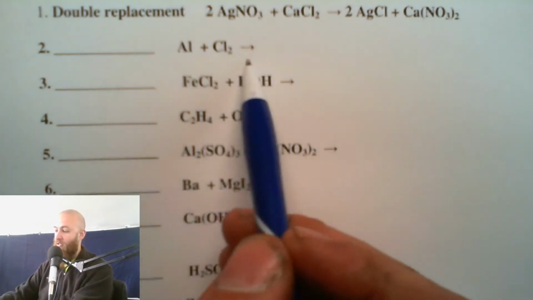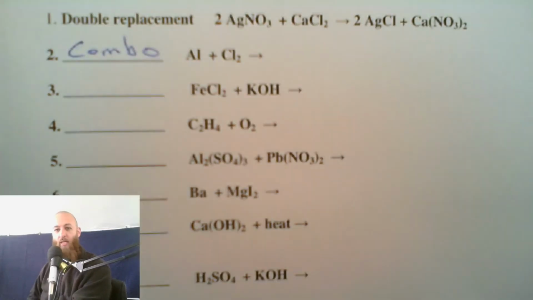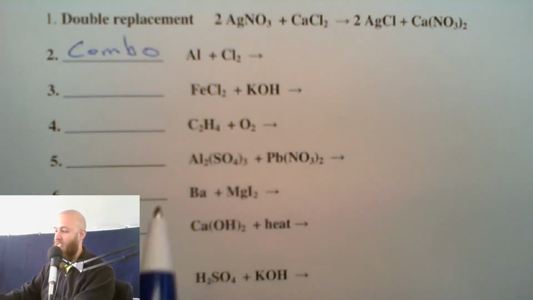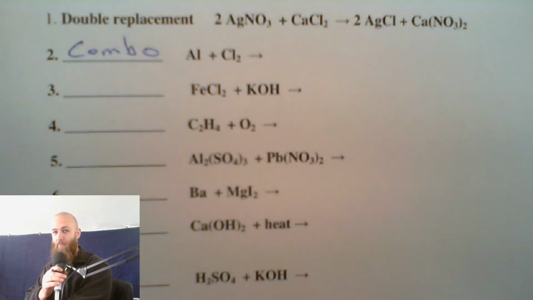So this reaction is actually going to be a combo. So you would write combo there on that line, okay? Now, the reason why I know it's a combo is because it's a metal and a diatomic. That's just the pattern. That's just what we said yesterday. Now, since it's a combo, we're going to have to do the crisscross.